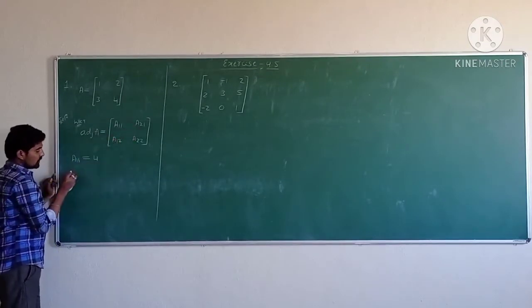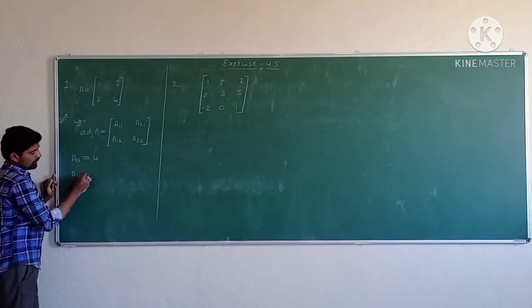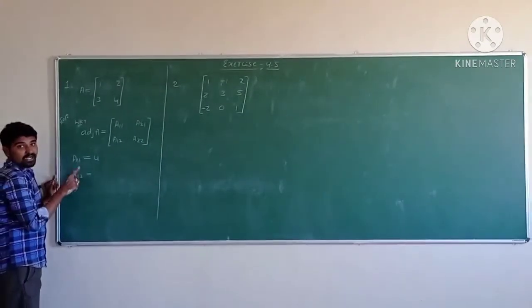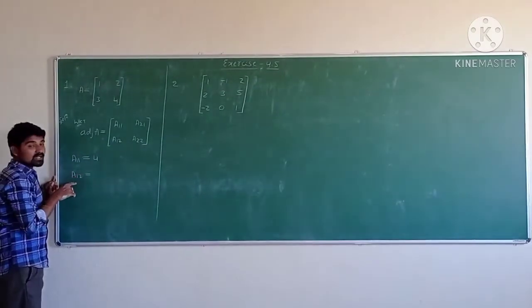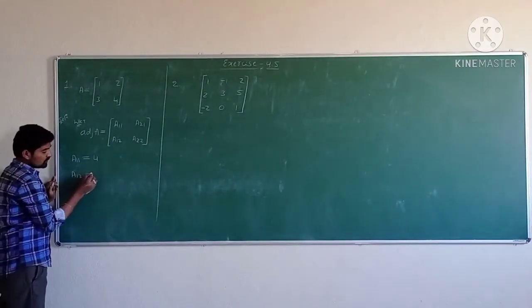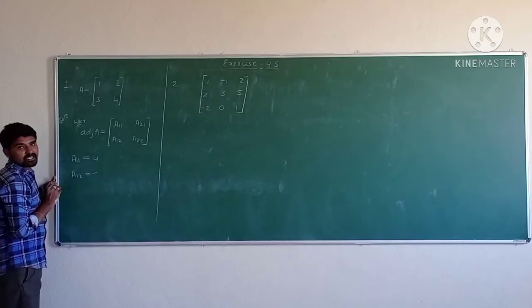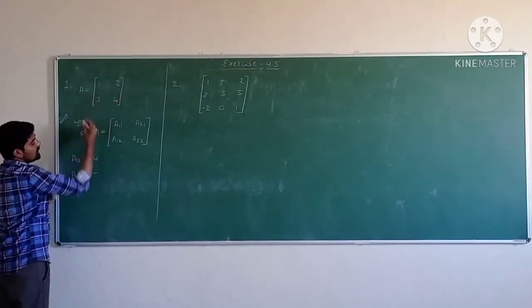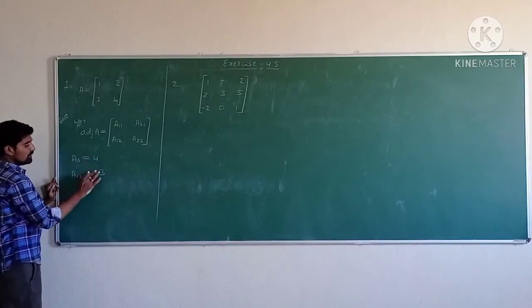And next A12 is obtained by deleting first row, second column, and as its suffix is an odd number, 1 plus 2, you must multiply by minus. Now after deleting first row, second column, remaining element is 2. Therefore A12 is minus 3.